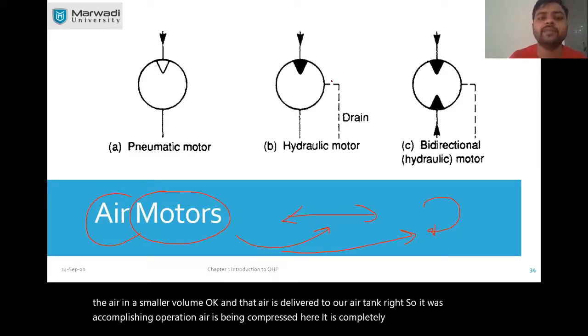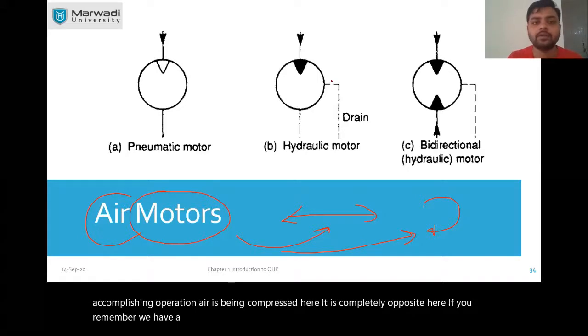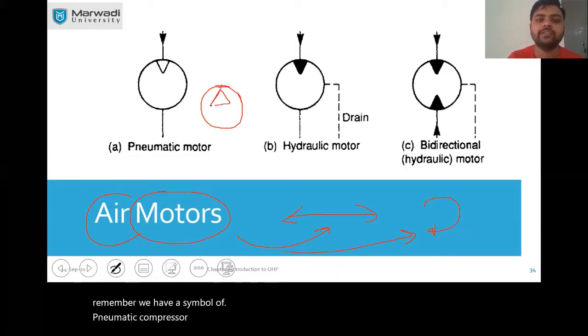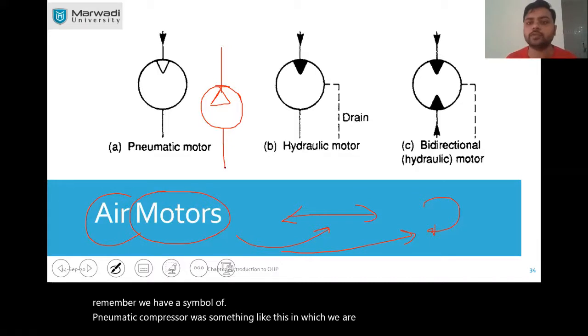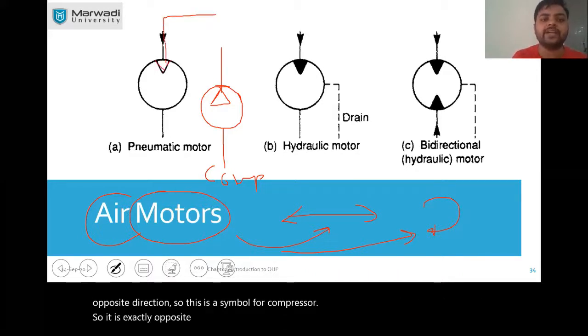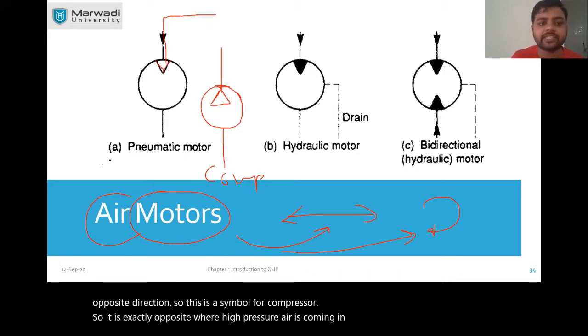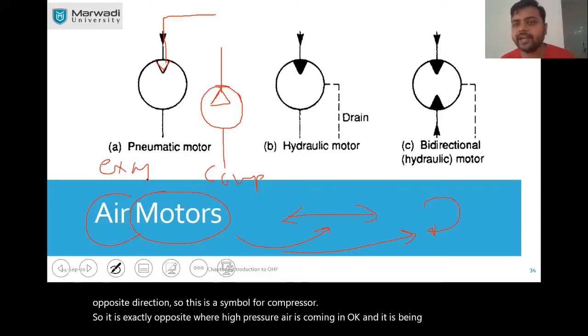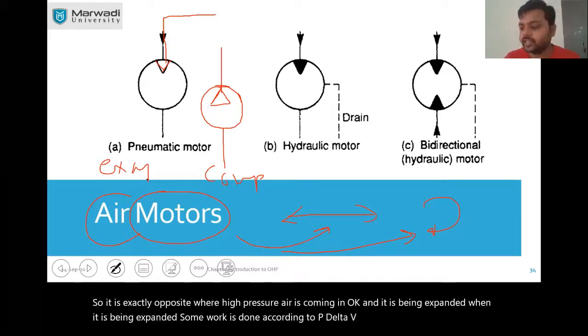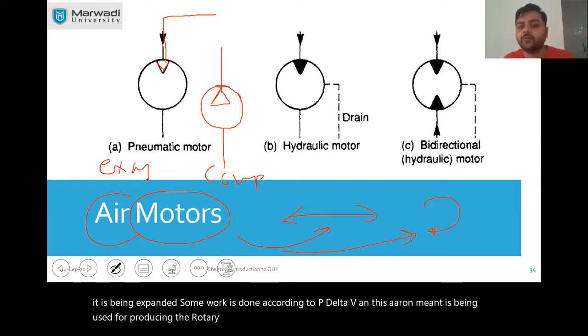Here, if you remember, the symbol of the pneumatic compressor was something like this, in which we are showing the triangular arrow in the opposite direction. So this is the symbol for a compressor, okay. So it is exactly opposite, where high pressure air is coming in, okay, and it is being expanded. When it is being expanded, some work is done according to P delta V, okay, and this arrangement is being used for producing the rotary motion, and that is known as a pneumatic motor.